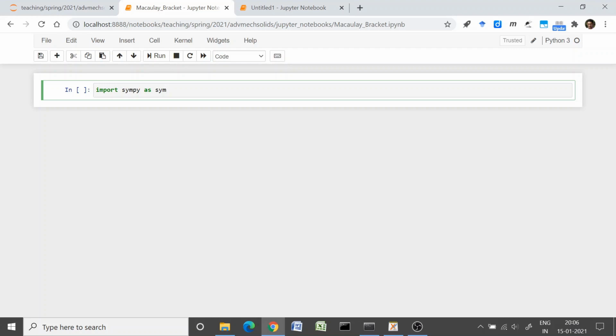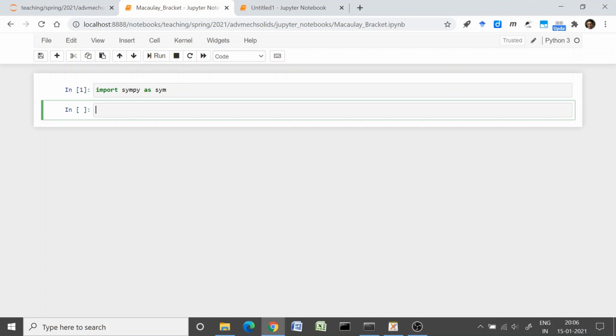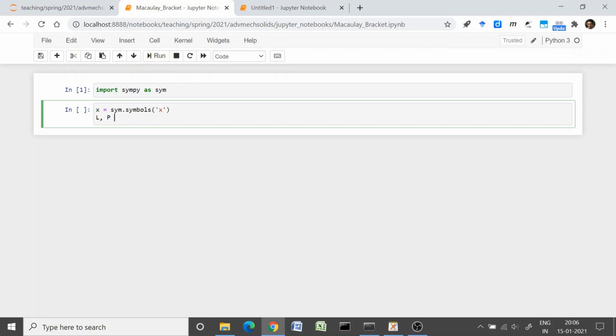All right, so first of all, we import sympy, symbolic Python, with this alias sim. Next, we just set up our variables. So the things that we require are basically x, L, the length of the beam, and the force P. But I'll set out this x separately. You'll realize why in a moment. So this L and P, I know for sure that they are positive entities, so I'll mention that explicitly.